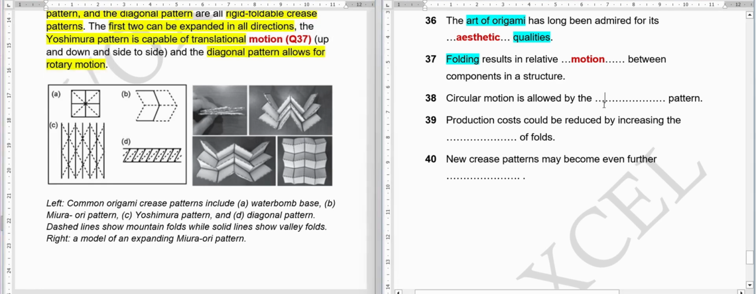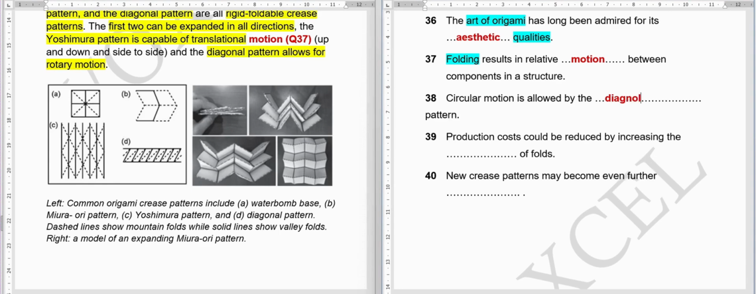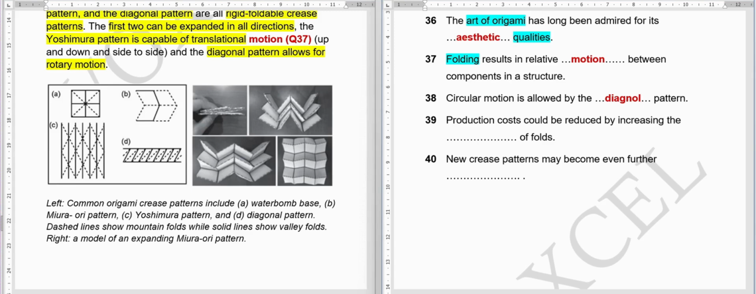Okay, time's up. What I'm gonna do is write the answer here. And the answer to this is diagonal pattern. So where it is written circular motion, if you were able to tell me the answer, congratulations, very good, proud of you. But can you tell me where it is written circular motion? Yes, here: rotary motion. Rotary motion, rotating, so obviously a circular motion. So the rest is here, and this is diagonal.